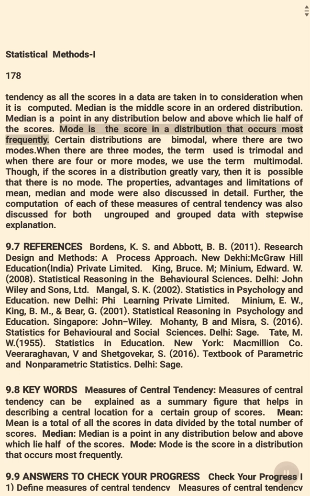Mode is the score in a distribution that occurs most frequently. Certain distributions are bimodal, where there are two modes. When there are three modes, the term used is trimodal, and when there are four or more modes, we use the term multimodal. Though, if the scores in a distribution greatly vary, then it is possible that there is no mode. The properties, advantages, and limitations of mean, median, and mode were also discussed in detail. Further, the computation of each of these measures of central tendency was also discussed for both ungrouped and grouped data with stepwise explanation. So here we are at the end of Unit 9.